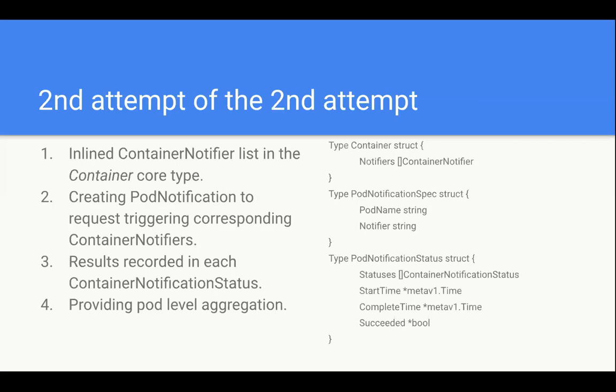Again, a pod can have multiple containers that match a specific notifier. And it not only contains the status, but also some high-level, pod-level aggregation results like completion time, start time, succeed or not. I will explain why we need this later. So as a result, you can imagine you create a pod notification and all the results will be stored in the pod notification status. And this limits the pod number to 1 in this specific pod notification.